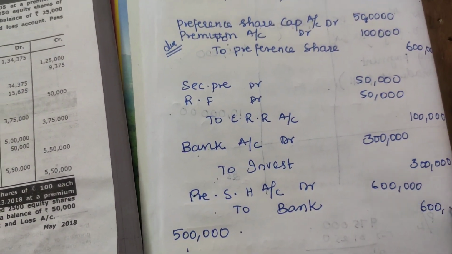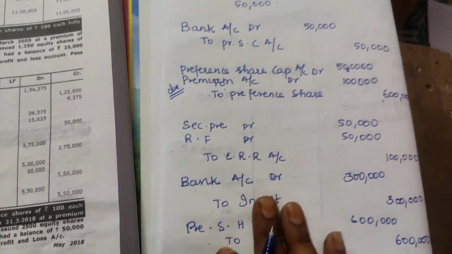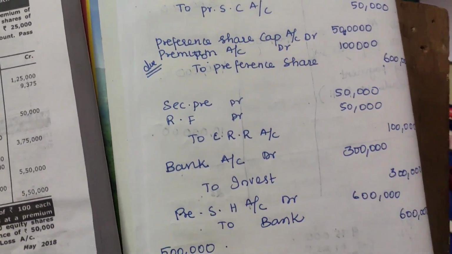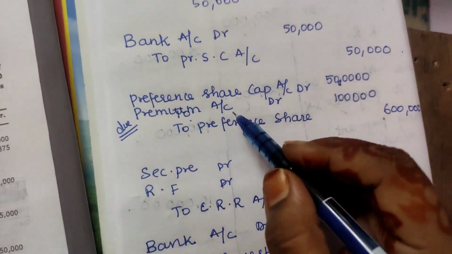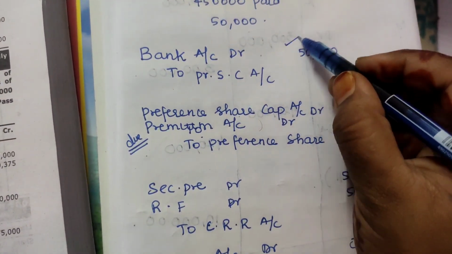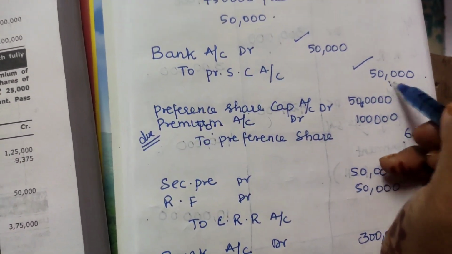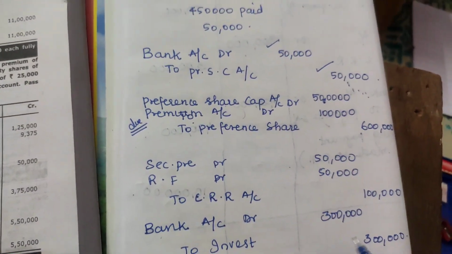This is a very important question because it has been asked in your model paper. Though it is very easy, the thing is that you should not leave out this calls in arrear amount. Okay, it is very important.